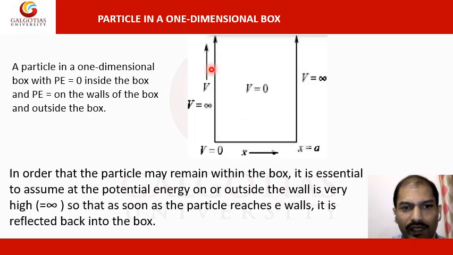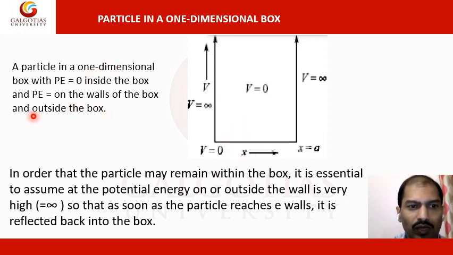So here you can see, like in a particle in a one dimensional box, inside the box the potential energy is constant throughout, so this is taken as 0. Outside the box it is taken as infinite. So like x equal to 0 to x equal to a, within this space the electron is restricted.